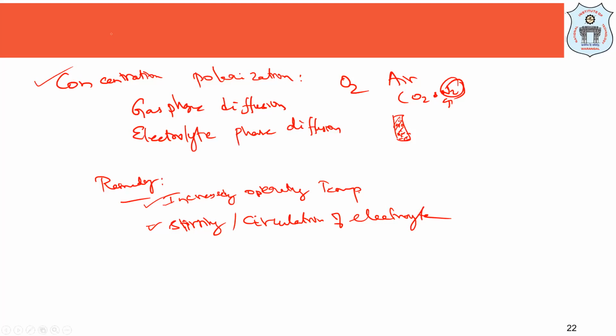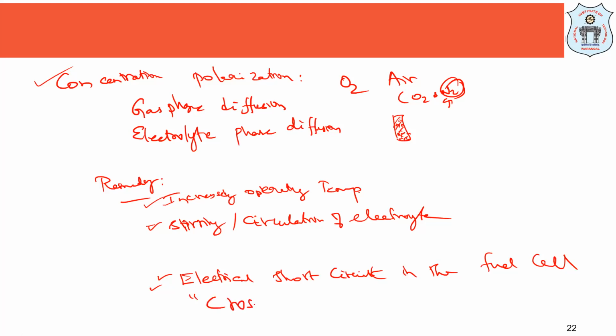So apart from these three types of polarizations, we have other polarization losses, one of which is electrical short circuit in the fuel cell. Another thing is crossover of the reactant. It is one of the important problems that we face. We are going to discuss it in detail also.